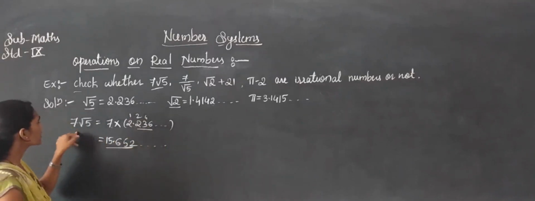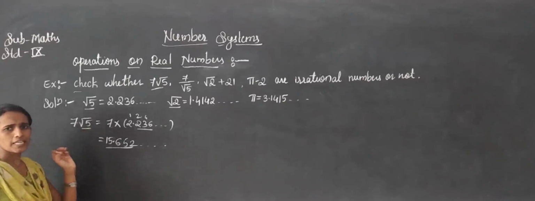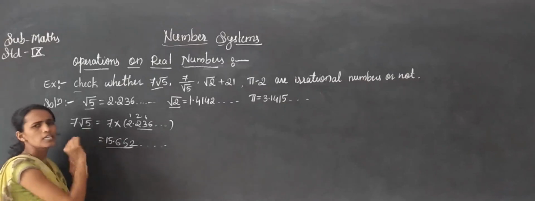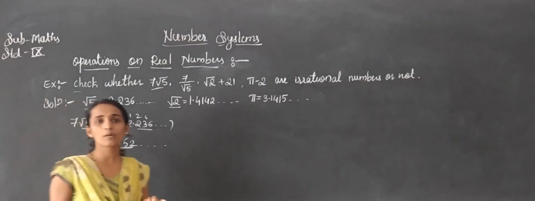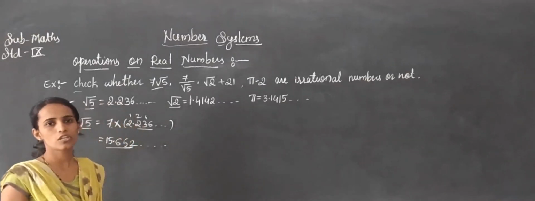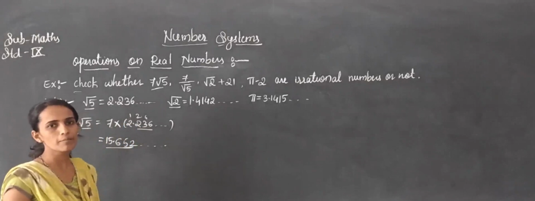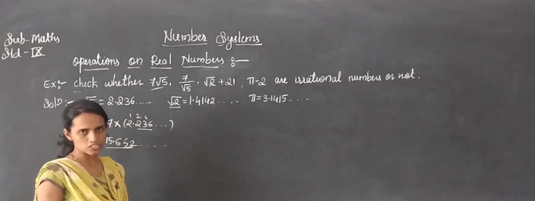So what we got here is that when we multiply any number with an irrational number, we get an irrational number only. The multiplication of any number with an irrational number means the product will be an irrational number only.